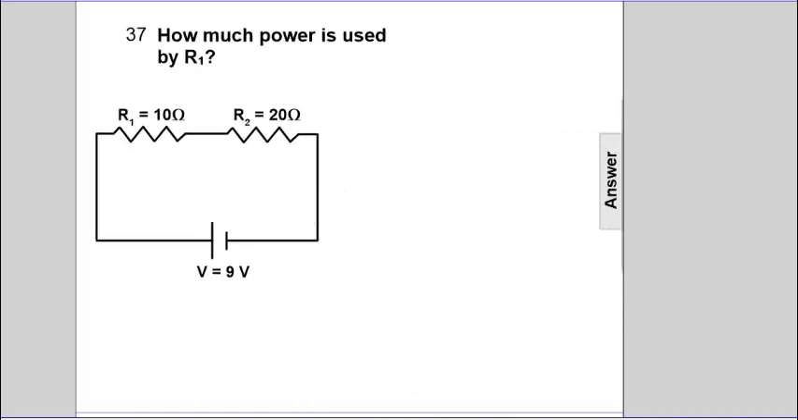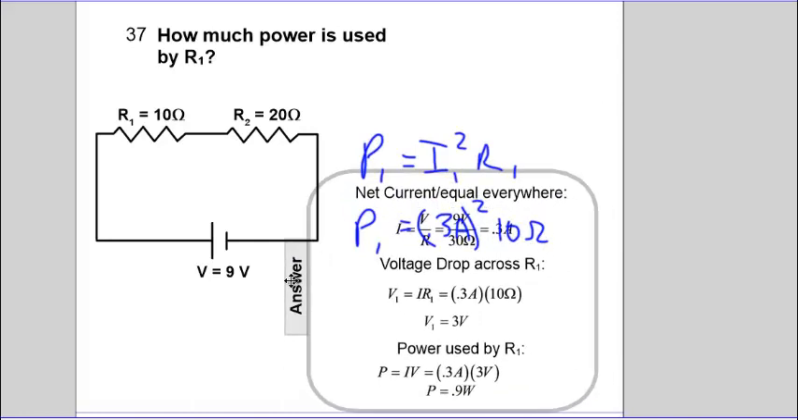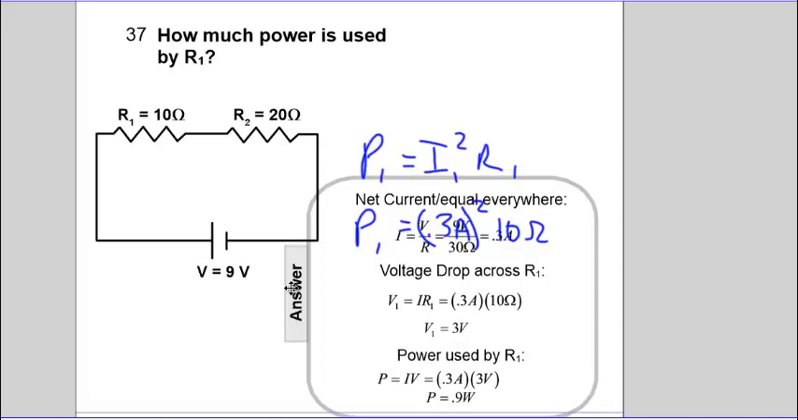How much power is used by R1? Power 1 is I1 squared times R1. So power 1 will be 0.3 amps. Don't forget to square it. Quantity squared times R1, which is 10 ohms. 0.3 squared times 10 will reveal the answer is 0.9. Yep.